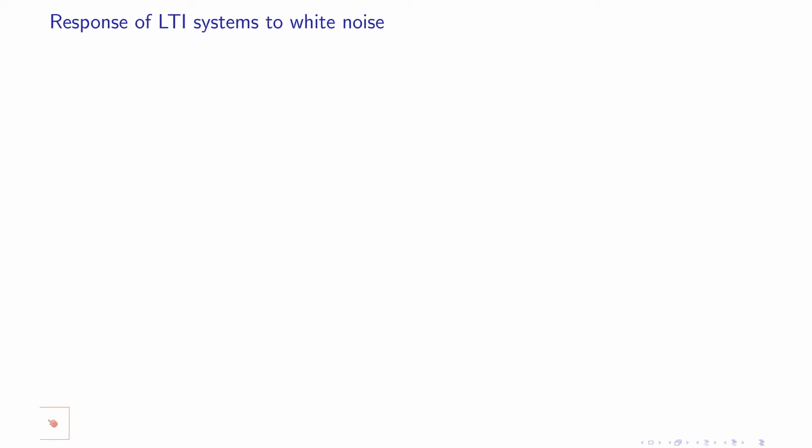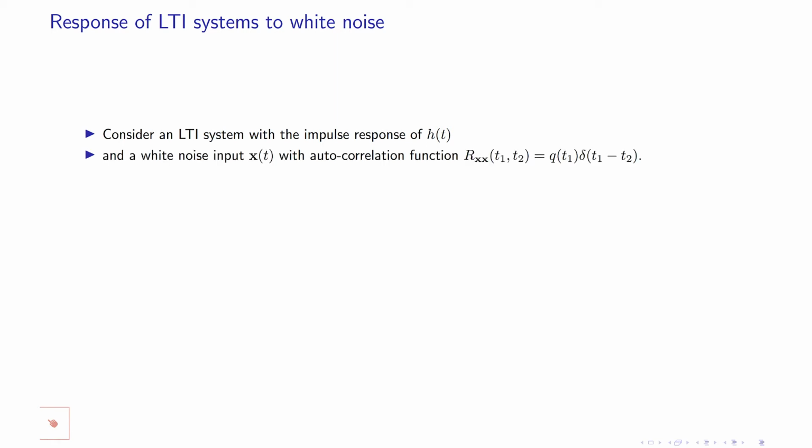So particularly here we consider a linear time invariant system and a white noise. Assume that your LTI system is characterized by a unit impulse response h of t, and the input is a white noise with autocorrelation function Rx of t1, t2, which by definition is the mean of x at time t1 and x at time t2. If it is a complex random process, remember to put the conjugate on the second one.